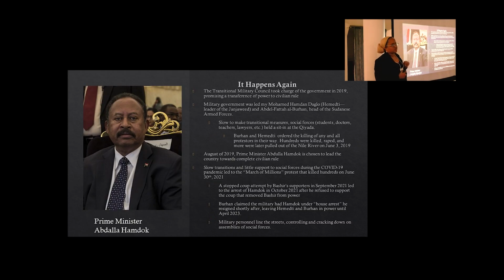This guy was placed in power by the Transitional Military Council we talked about before. He was pretty good for a little bit. Recognized by Sudan, we were off the terrorist list at that point, so we had amazing opportunities there. But there was a coup by Bashir's regime supporters that took over, and he didn't support that coup. As a result, he was removed from power by Burhan and Dagalo.